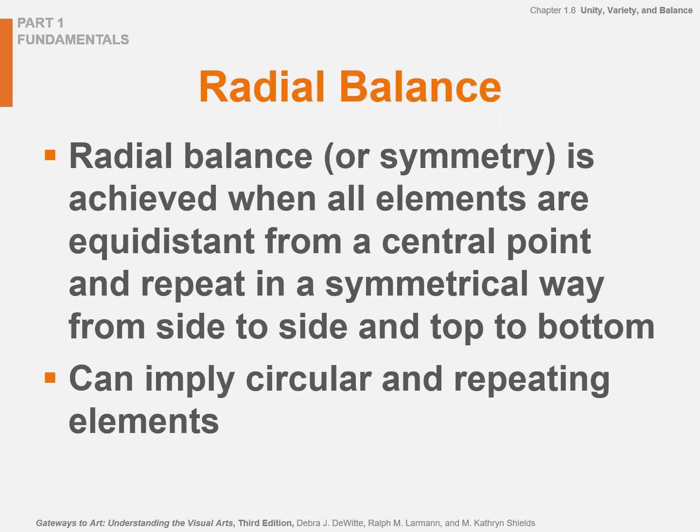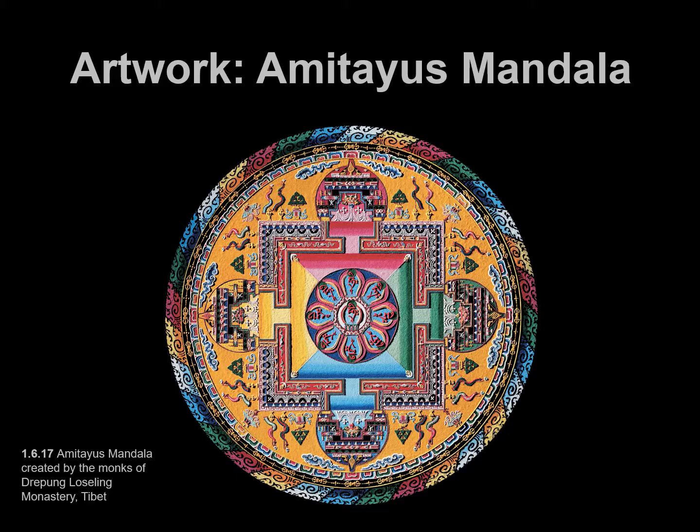And lastly, we have radial balance. Radial balance, or symmetry, is achieved when all elements are equally distant from a central point and repeat in a symmetrical way from side to side and top to bottom. It can imply circular and repeating elements. Now, no object better exemplifies this idea of radial symmetry than a mandala.